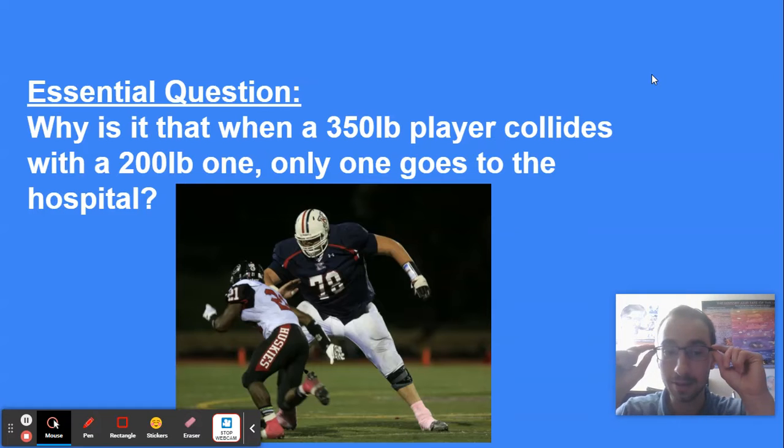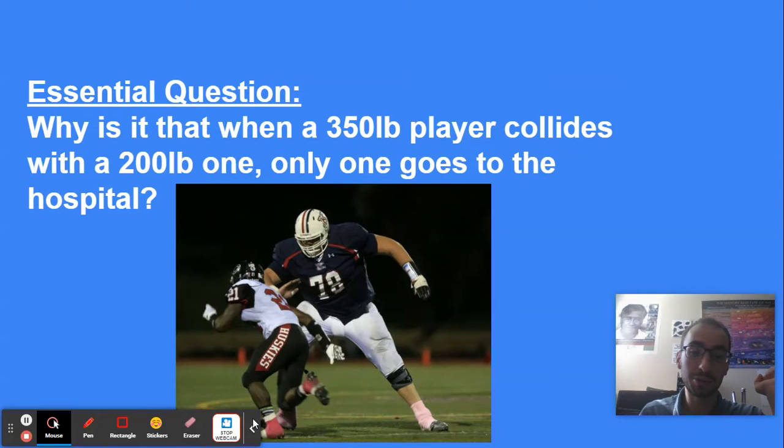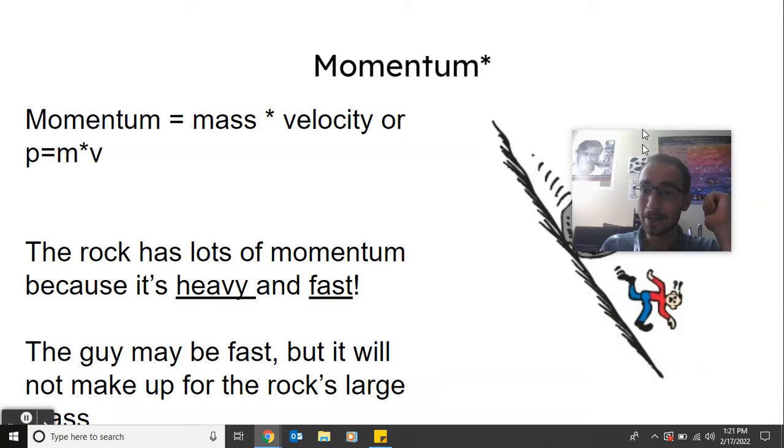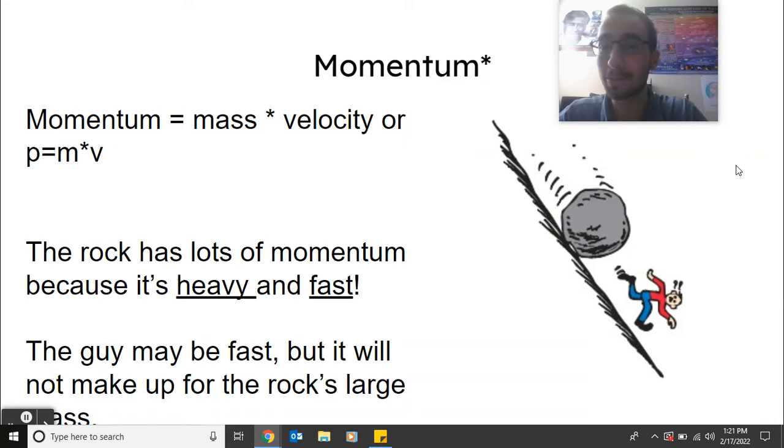Let's get started. Today, you're going to learn why is it that when a 350-pound player collides with a 200-pound one, only one goes to the hospital. And I bet you can guess who. Okay? And what we're going to be talking about today is momentum. Momentum is mass times velocity, or the shorthand for that is P equals m times v.